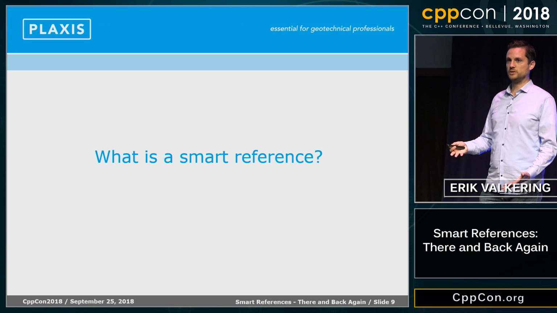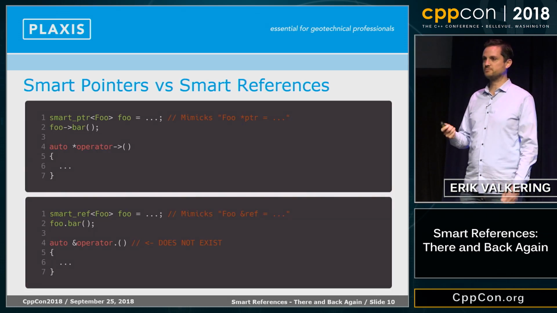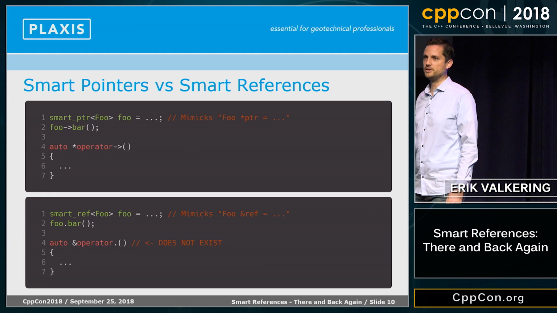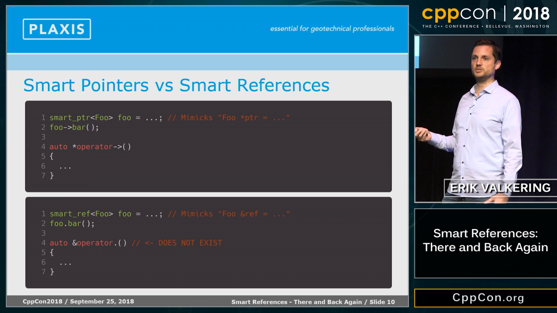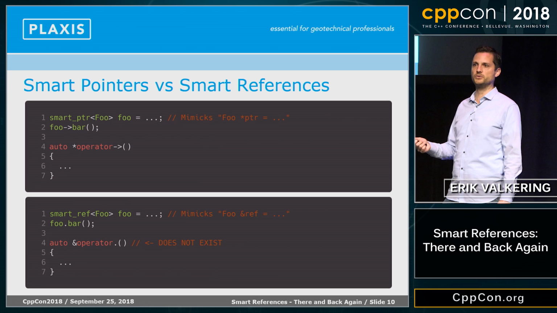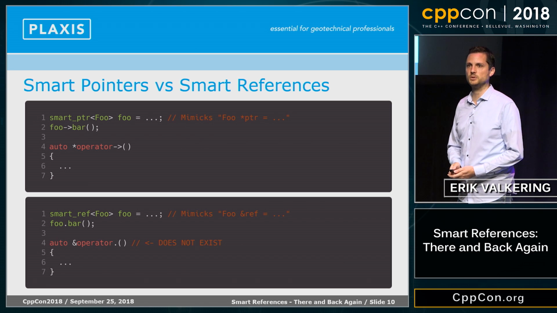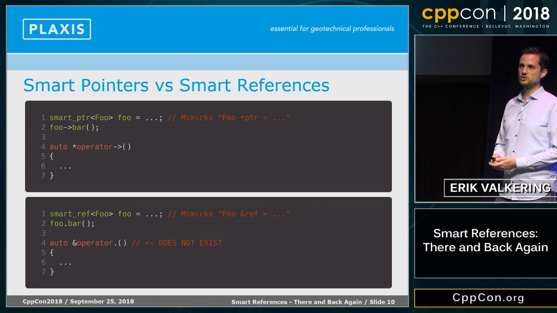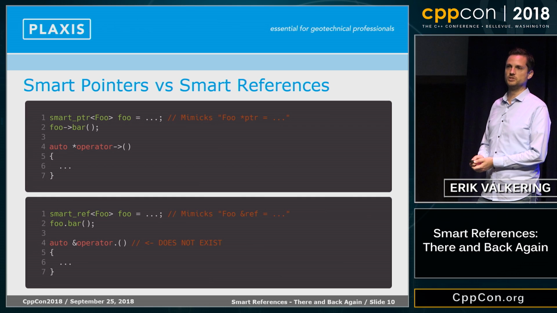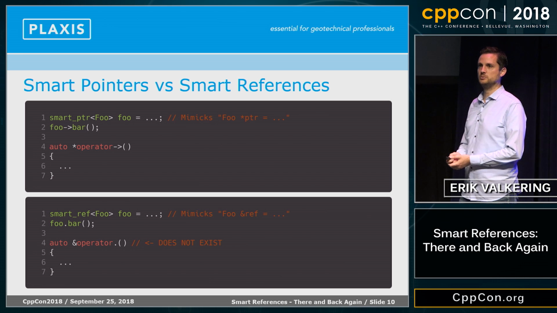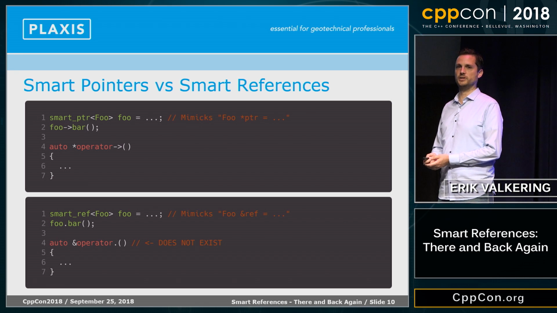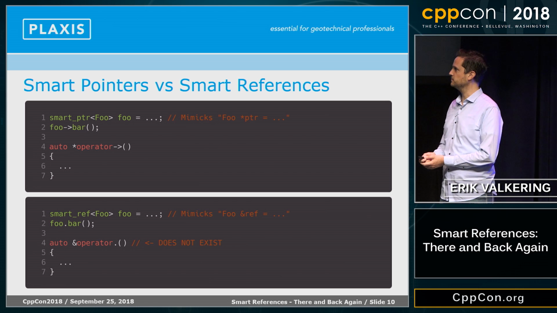So what is a smart reference? You can compare it with a smart pointer. A smart pointer tries to mimic the interface that you would get if you use a pointer, but it adds some additional behavior to it. If you use it, you can dereference it, you can use the arrow operator, and you can implement this in C++ because we can overload the arrow operator and the dereference operator.